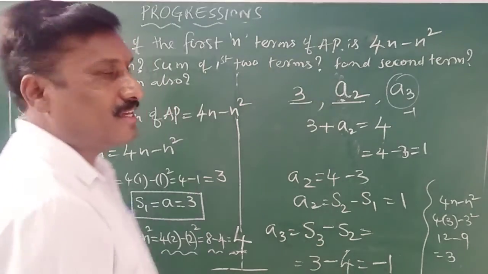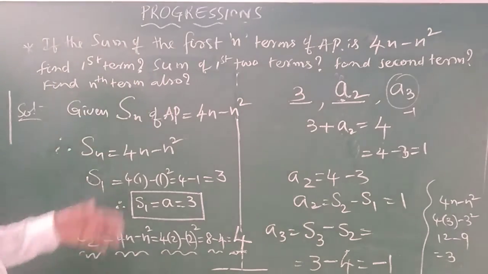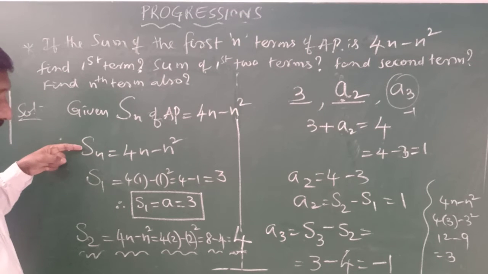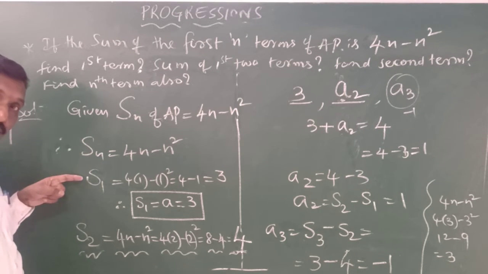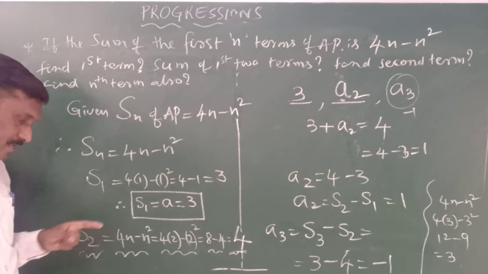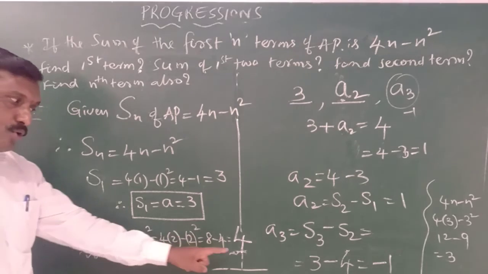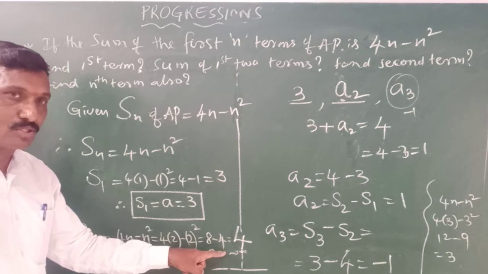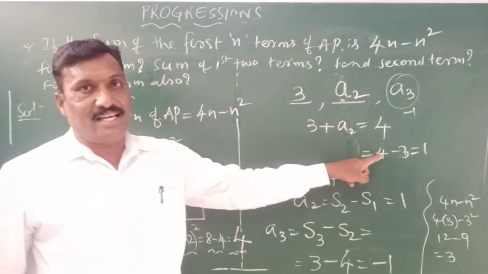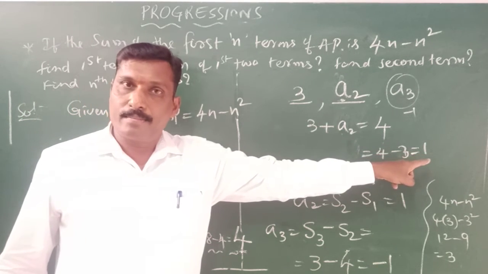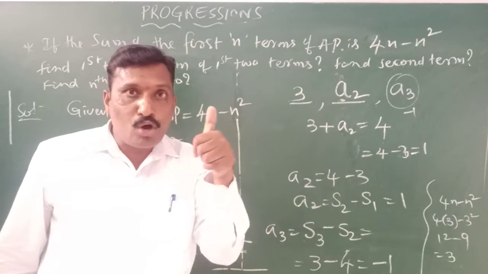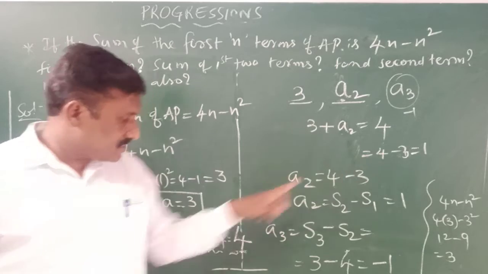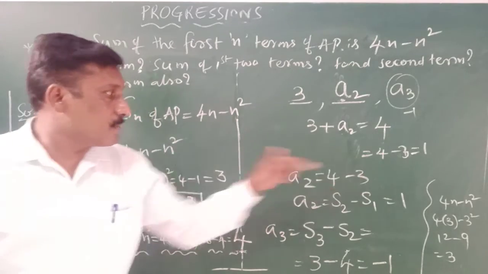So finally, we can also say from this problem, observe here, the sum of the n terms is given. We find the sum of the one term, which is nothing but the first term. Sum of the two terms, I got 4, that means in this 4, this 3 is also there. So therefore, 4 minus 3 is equal to 1, that is the second term. You have to find the logic here that 4 is the sum of the two terms, 3 is the sum of the one term.